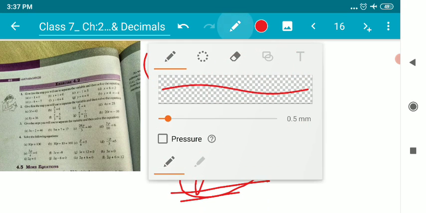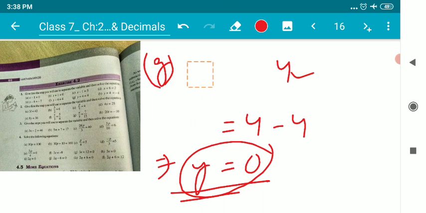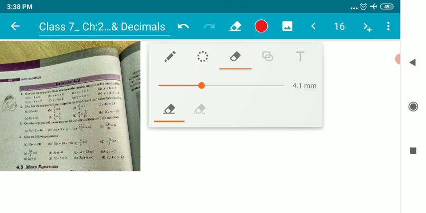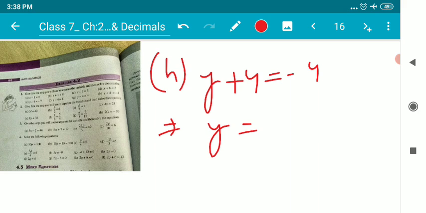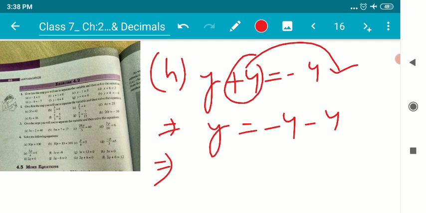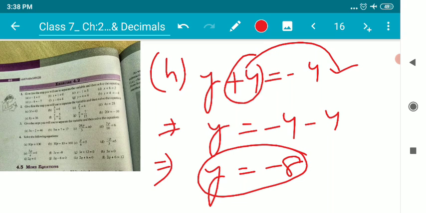Number h is pretty similar to this question. Let us try out number h as well. So it is going to be y plus 4 is equal to minus 4. So y is equal to minus 4, and plus 4 will be transposed to the right hand side. That would become minus 4. So y is equal to minus 4 minus 4, resulting in minus 8. So this is what the answer is all about.